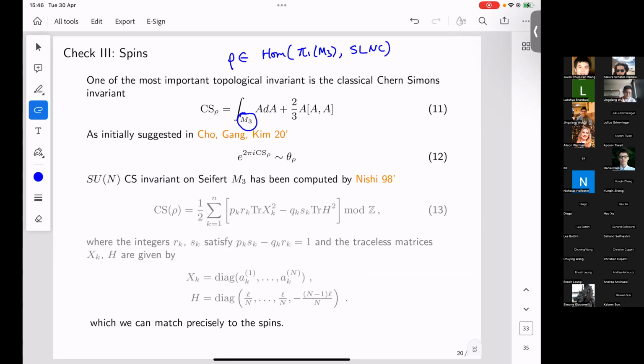For Seifert manifold and SU(N) gauge group, this has been computed by Nishi back in 1998. It has this form. I don't expect you to read this formula. Just make sure it's known, and it has a closed form formula. It was suggested that this topological invariant should be mapped to the spin. So the T matrix is e^(2πi c/24), and this is theta. I can also understand this as e^(2πi h), where h is the spin of a primary.